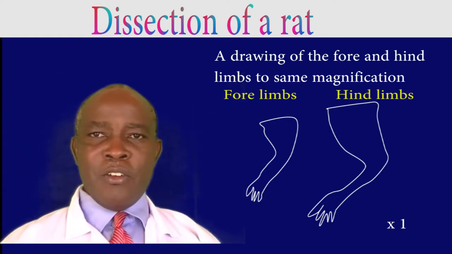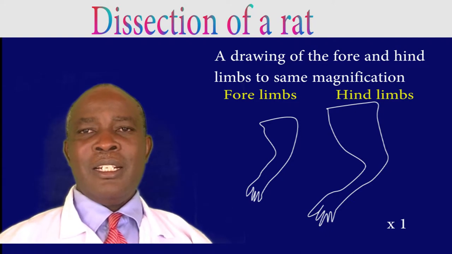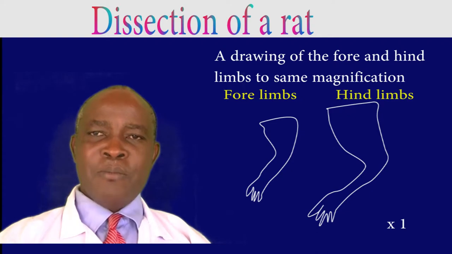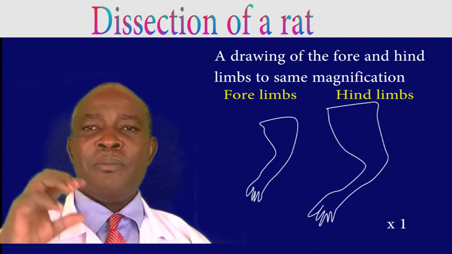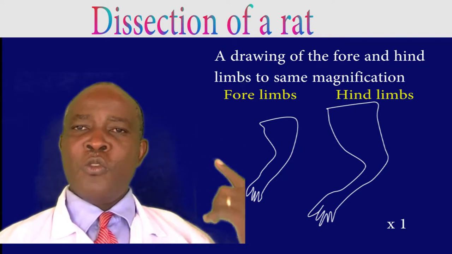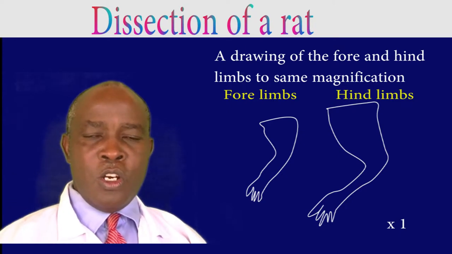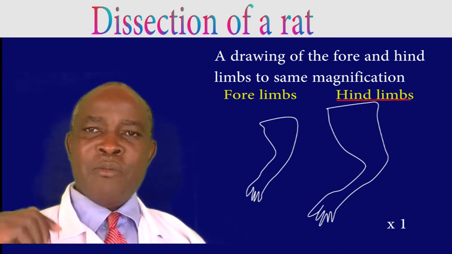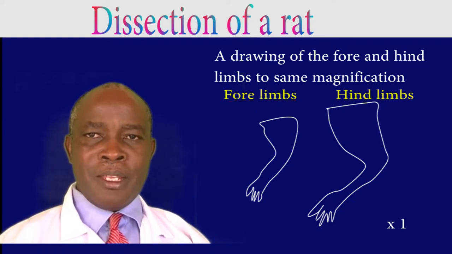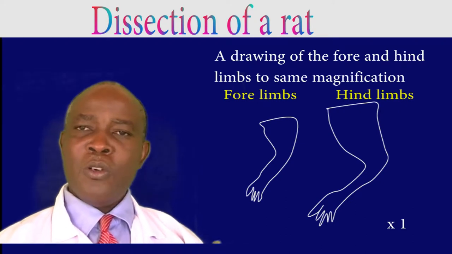A drawing of the hind and the fore limb to the same magnification. This question requires you to draw the limbs to the same magnification. If you draw the fore limb at the magnification of 2, you draw the hind limb at the magnification of 2. You note that the hind limb is longer than the fore limb. The hind limb has got 5 digits. The fore limb has got 4 digits.